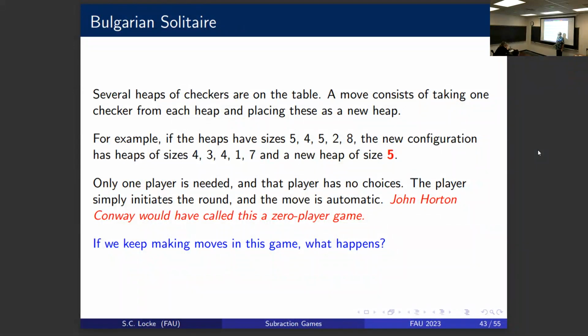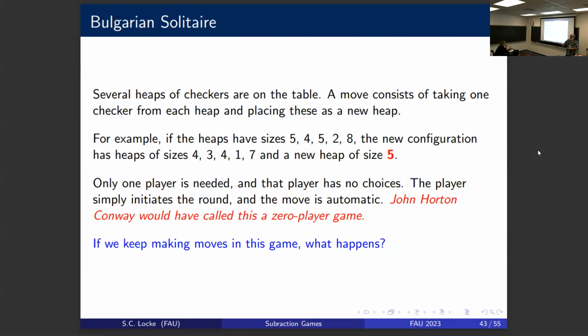I would have thought 0-player games would be nice. That's what Conway would have called the game. You've all heard of Conway, right, from the Game of Life, which is a very famous 0-player game. It's basically a computer in disguise. It's got very simple rules, but it acts like any other computer in the world. That's strange. So if you keep making moves in this game, what happens?